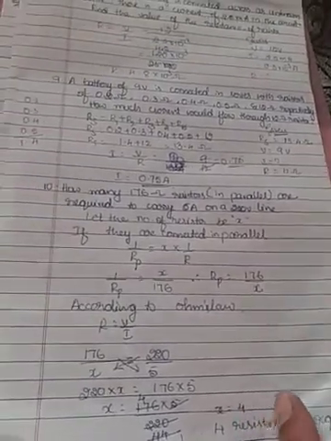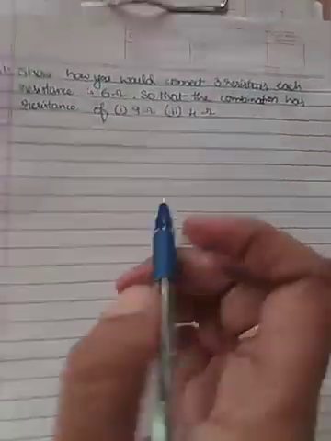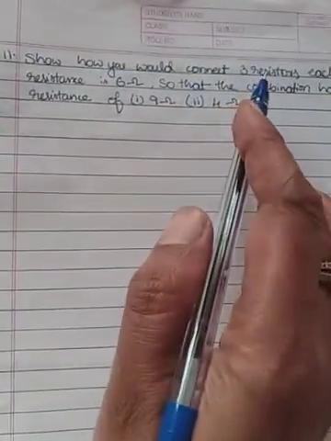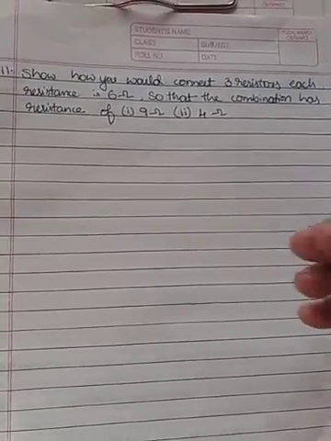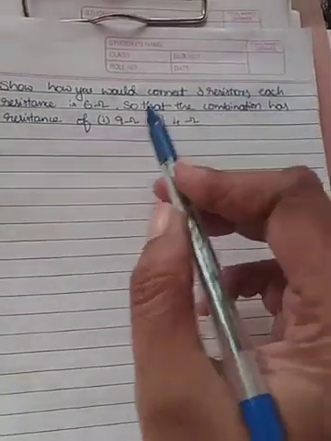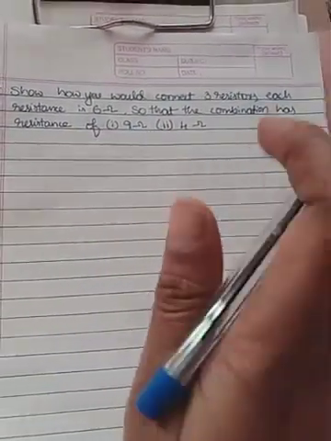Hope you will understand this. Let's move to the next, the 11th sum. Show how you would connect 3 resistors, each of resistance 6 ohm, so that the combination has a resistance of 9 ohm and 4 ohm. The total resistance should be 9 ohm in one case, and in the second case 4 ohm. That we have to find out.